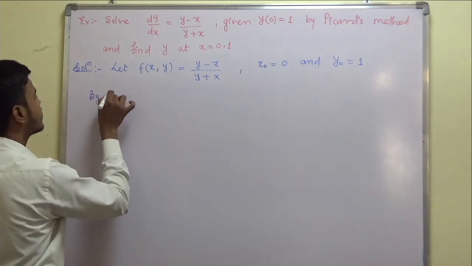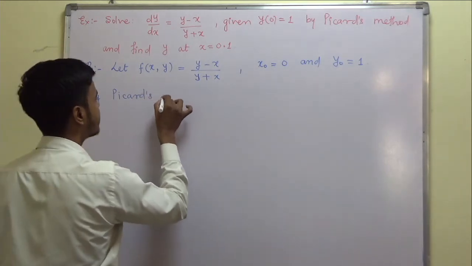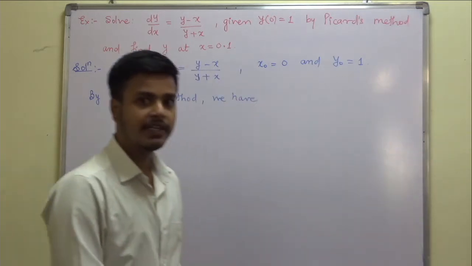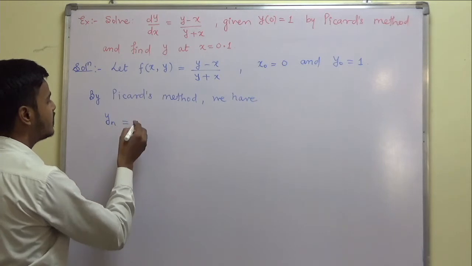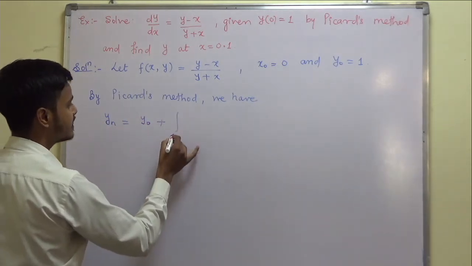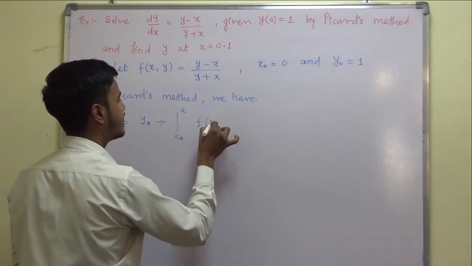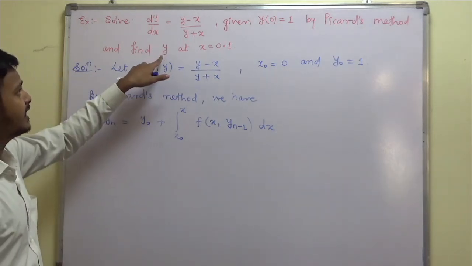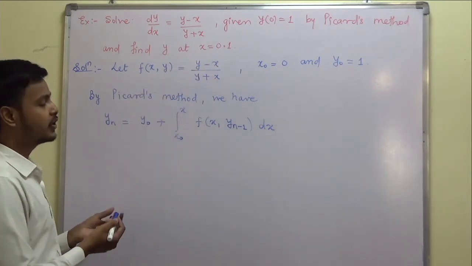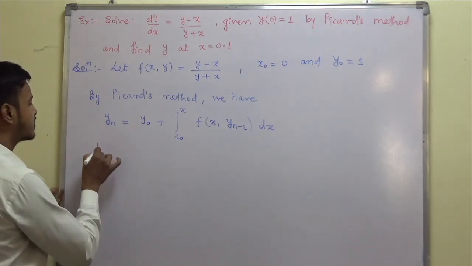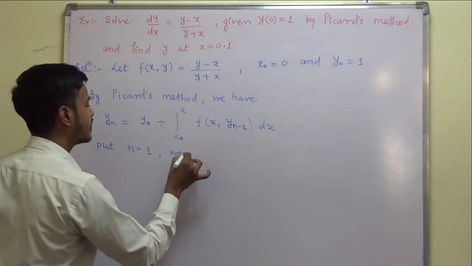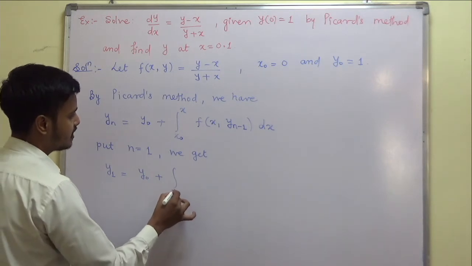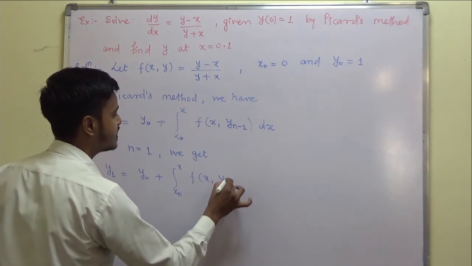So you can just write, by Picard's method, yn is equal to y0 plus integration x0 to x f of x, yn minus 1 dx. And we have to find out only y at point 1. Meaning we just have to find out y1, just one value. So I am going to just put n is equal to 1. We get y1 is equal to y0 plus integration x0 to x f of x, y0 dx.